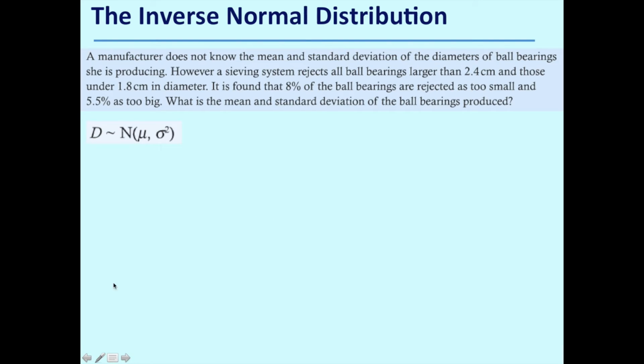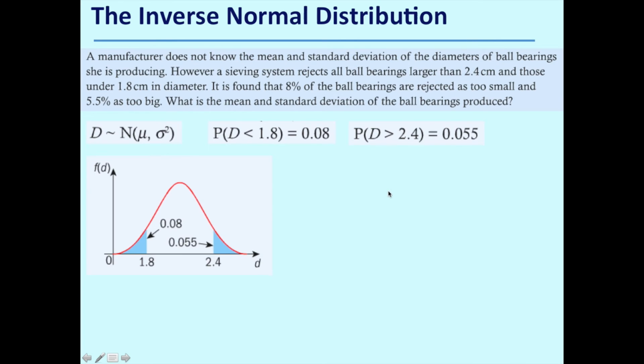So we've got the diameter here, which is normally distributed with a mean, which we don't know, and a standard deviation, which we don't know. We do know, however, that the probability that the diameter is less than 1.8 centimetres is 8%, because we know that 8% are rejected as too small, and similarly the probability that D is greater than 2.4 is 5.5%, which are rejected for being too big. On the diagram then, this is effectively what we've got. The area to the left here is 0.08 and the area to the right here is 0.055.